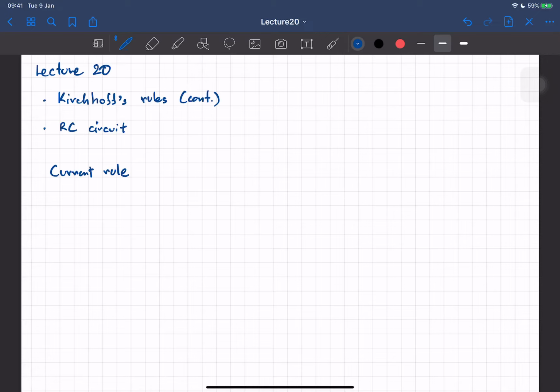What it says is that at any junction, the total current in will be equal to the total current out. And it's easier if we just demonstrate this one.